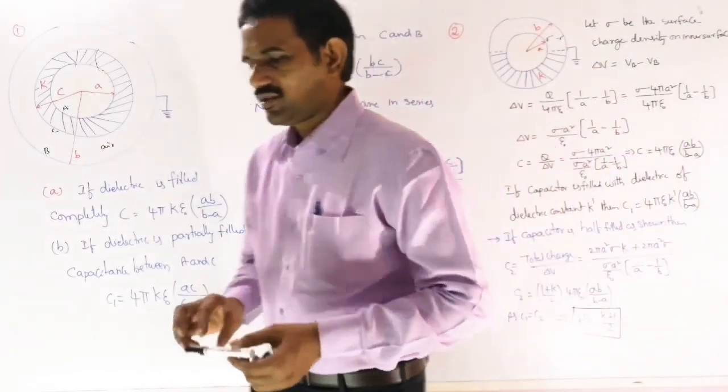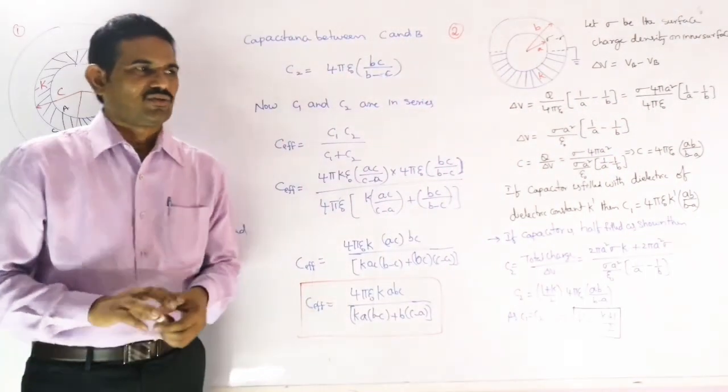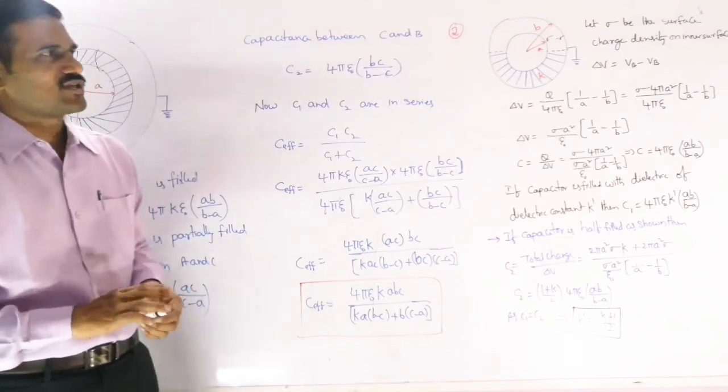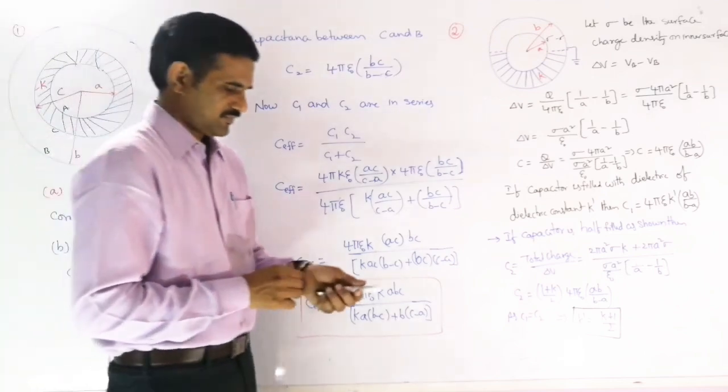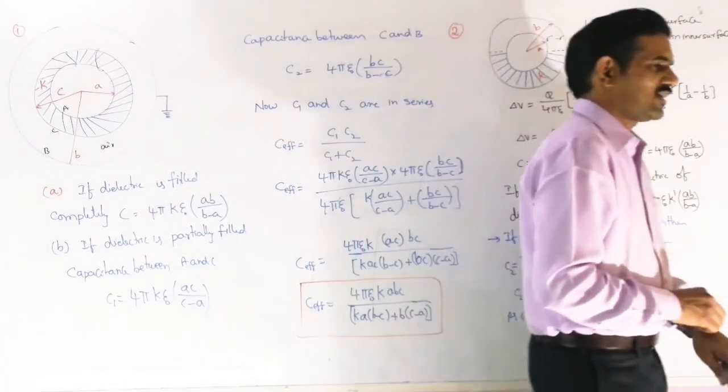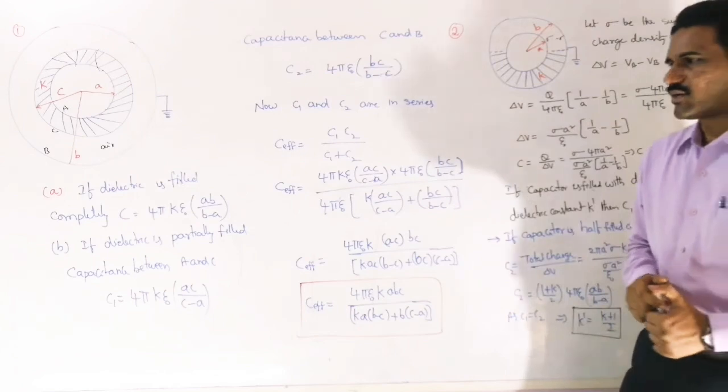The space between the two concentric spherical shells A and B is half filled with the dielectric of dielectric constant K.